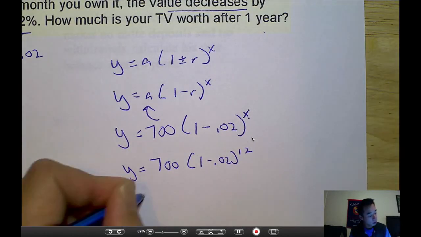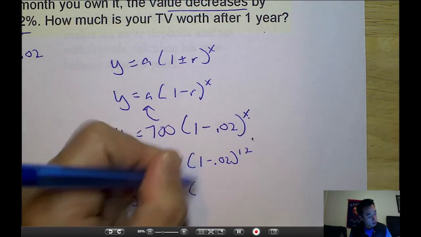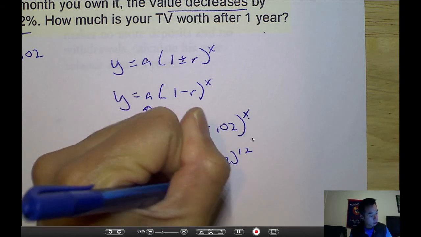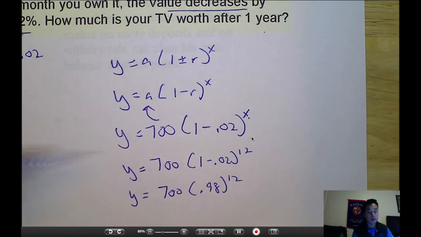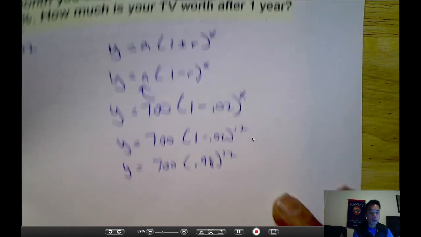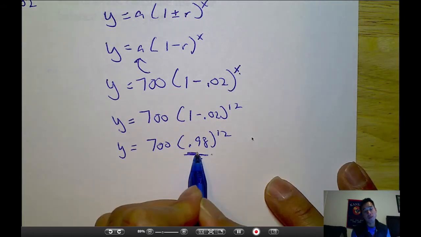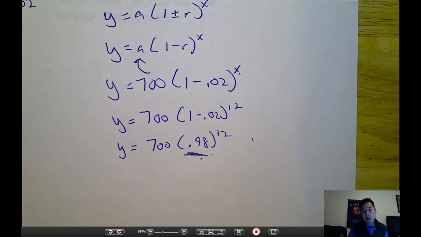Now let's talk about what happens when I do this mathematically. 1 minus 0.02 will just be 0.98 to the power of 12, which means every month my television is, if you want to stick with the plus, gaining only 98%. Instead of gaining 100% and then some, because that would be growth, it's gaining less than 100%, which means it's slowly decreasing in value.